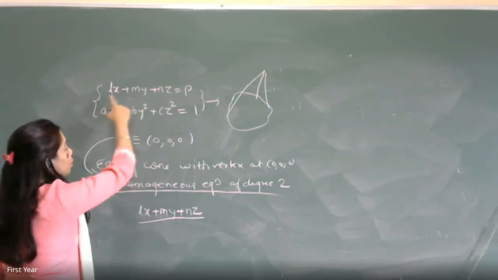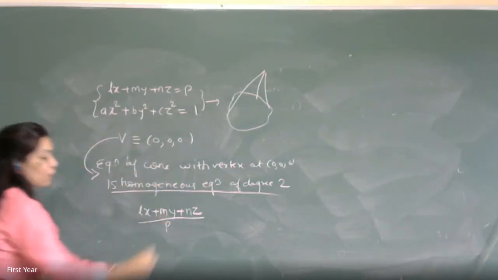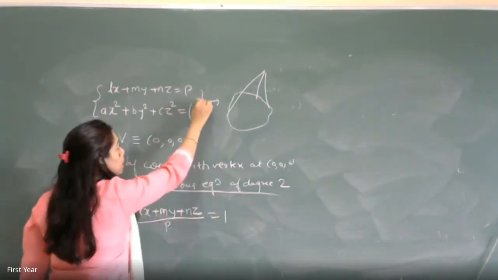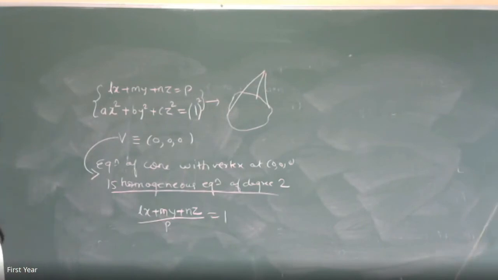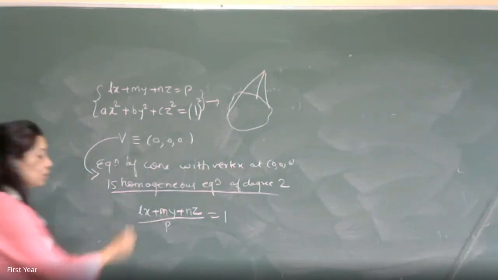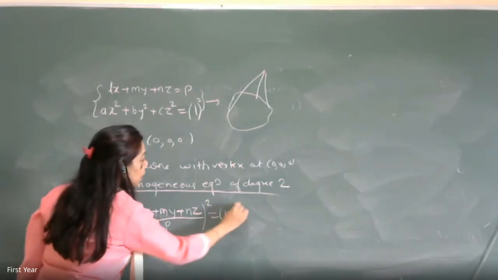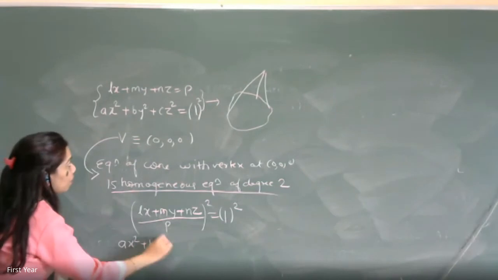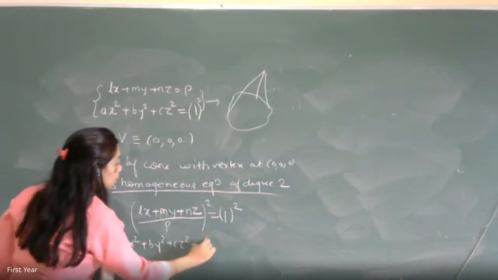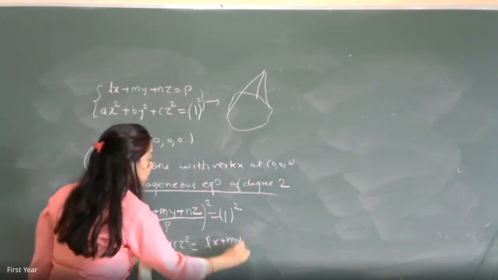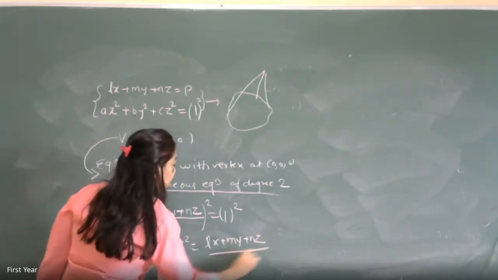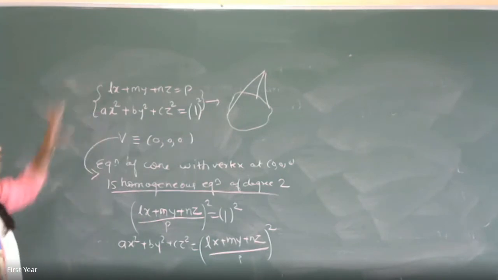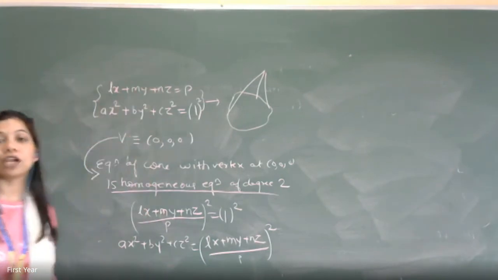You want to use these two equations and you want to make one of them of degree 2. So from this equation I can see that lx plus my plus lz by p is 1. Whether you write it as 1 or as 1 square, it's one and the same thing. And then I can use the value of this as 1 square and substitute here. So ax square plus by square plus cz square is equal to (lx plus my plus lz upon p) the whole square, which is the homogeneous equation of degree 2 satisfied by both these surfaces, and those are the surfaces which are lying on the cone.